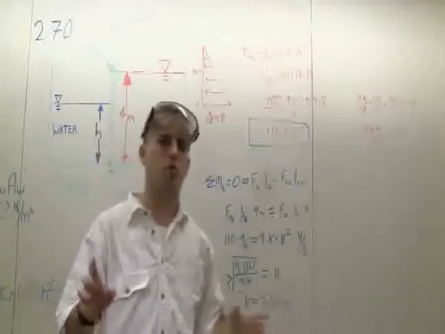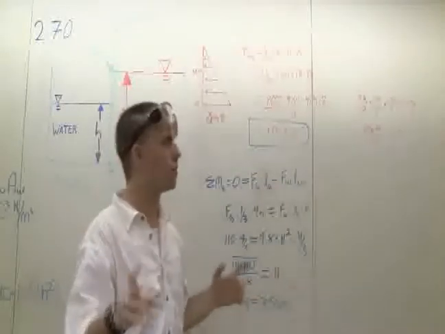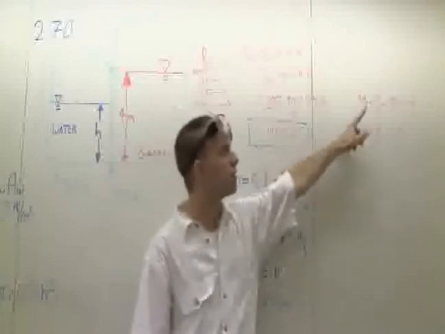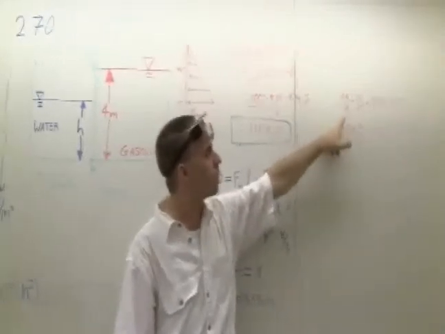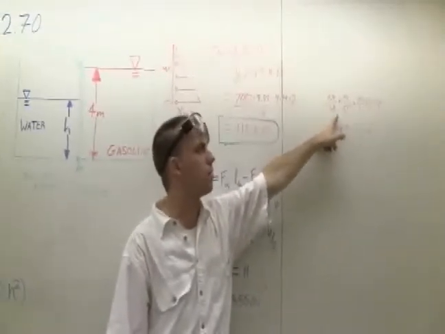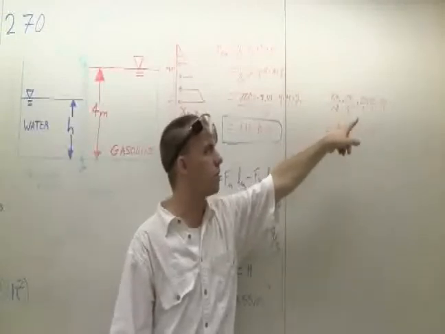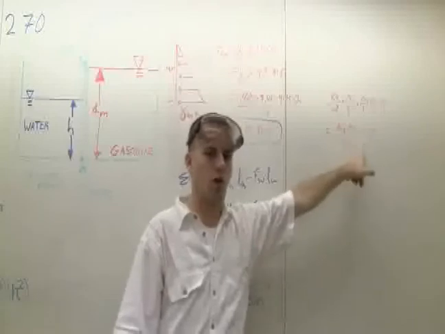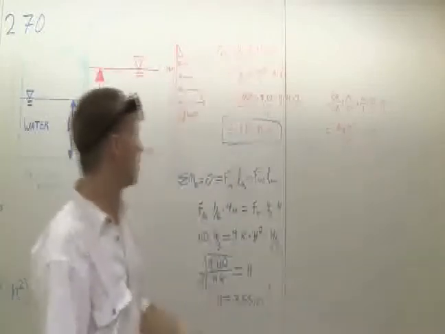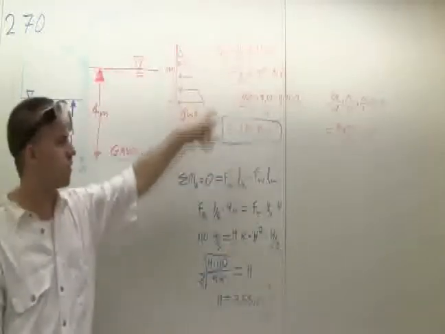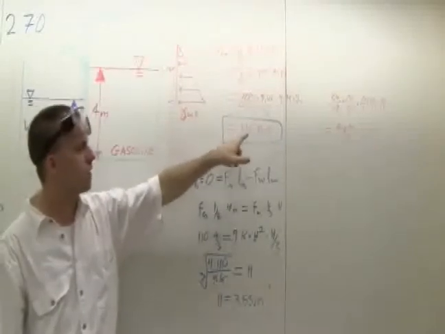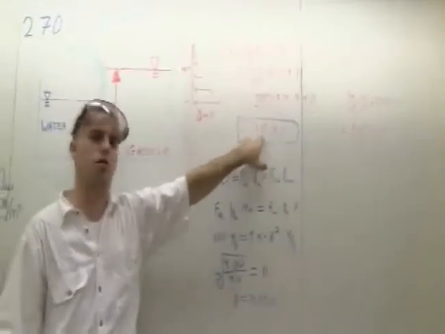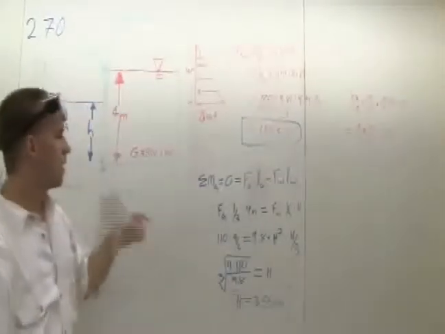For all of those of you out there that don't believe me, you can check my units. Get kilograms per meter cubed times meters per second times meters cubed. You get kilogram meters per second, which is, as we all know, a newton. So, when you plug and check the numbers, you find out that gasoline exerts a force of 110 kilonewtons on our gate. So that's great.